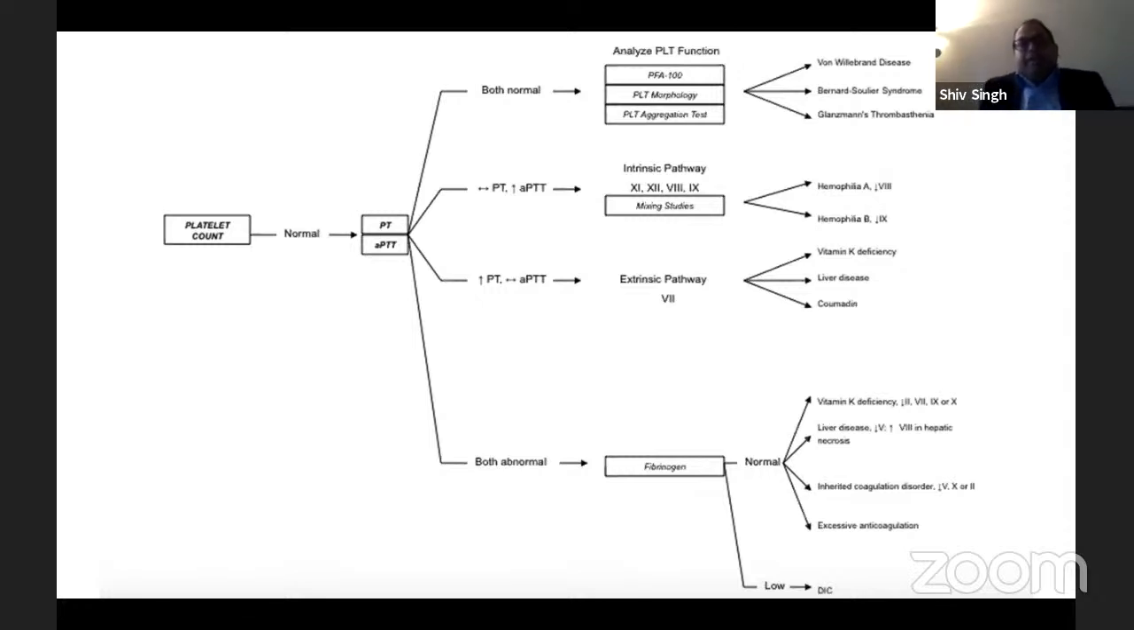Now, if both PT and APTT are abnormal, then you can look at the fibrinogen level. If the fibrinogen level is low, then start thinking of DIC. But if fibrinogen levels are normal, then you can look at vitamin K deficiency or deficiency of factors 2, 7, 9, and 10. Or it might be because of liver disease, where you will likely see a reduction in factor 5 levels, and there is an increase in factor 8 in hepatic necrosis. There can be inherited coagulation disorders where you can see low levels of factor 5, 10, or 2. And it can, again, be because of excessive anticoagulation. Excessive anticoagulation can also lead to low fibrinogen.